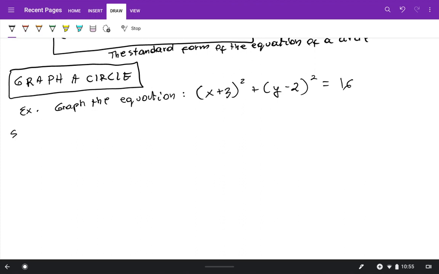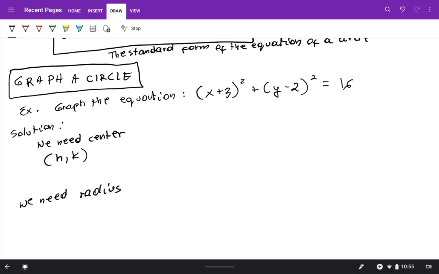So to graph the circle, we need the center, which again, that's h comma k, right? We need the center, and of course we need the radius. So you need to read the center and radius from the equation. So here you have standard form. So don't forget that the standard form is x minus h squared plus y minus k squared equals the radius squared. So look what happened. You have to just match.